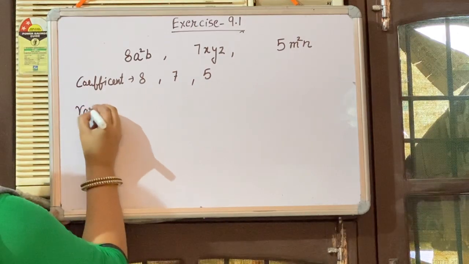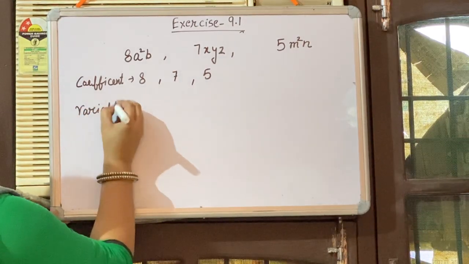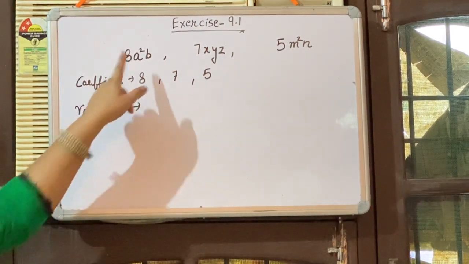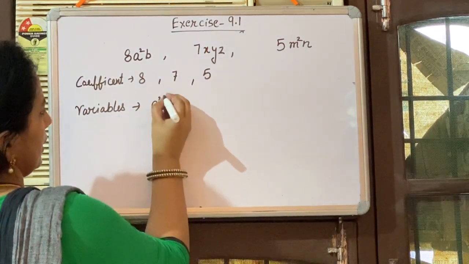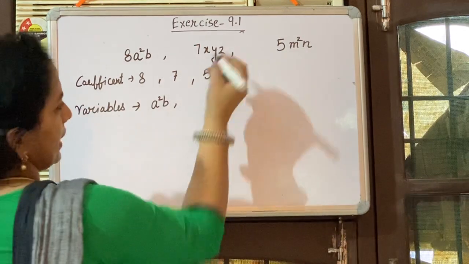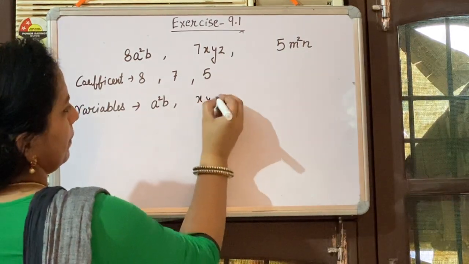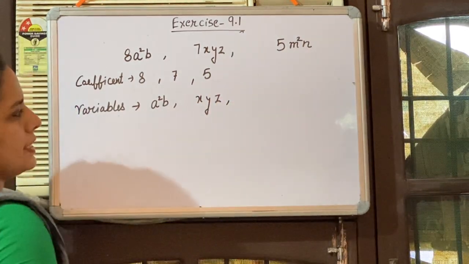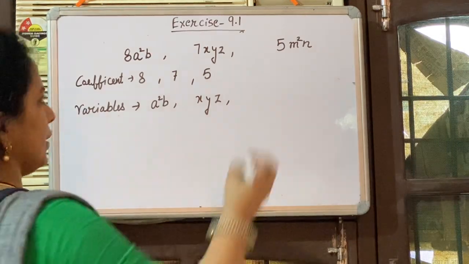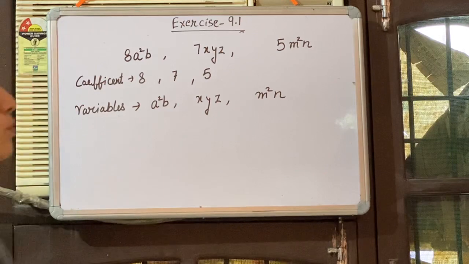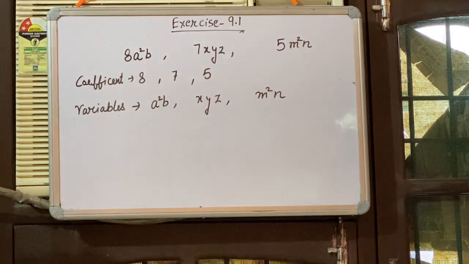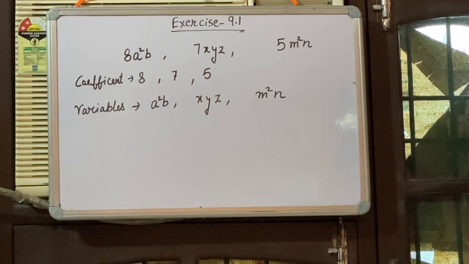Variables. In first term, we have the variable a square b. In second term, we have three variables. These are x, y and z. And in third term, we have n square n. So this is the first question related to the basic concept.